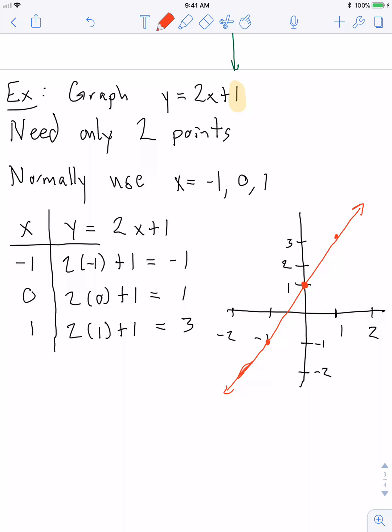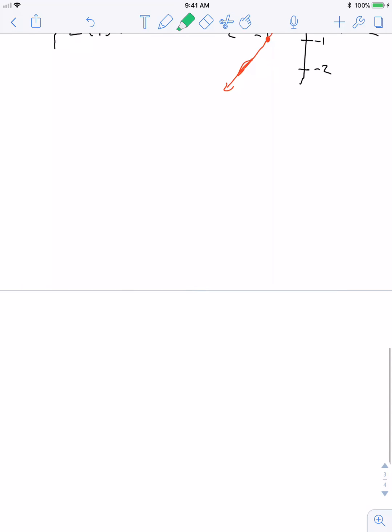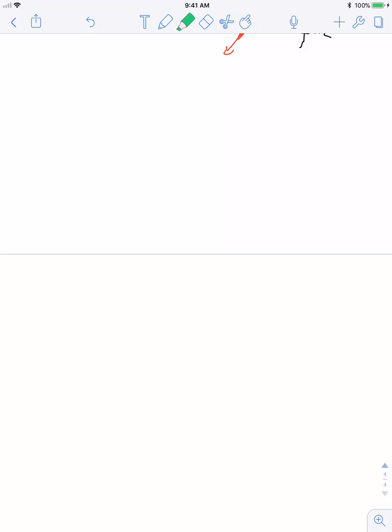The next thing to note is that when we move 1 in the x direction, we move 2 in the y direction. And that's what this slope is. The 2 tells us that every time we move 1 to the right, we should be going up 2. Okay, so we'll move on here.